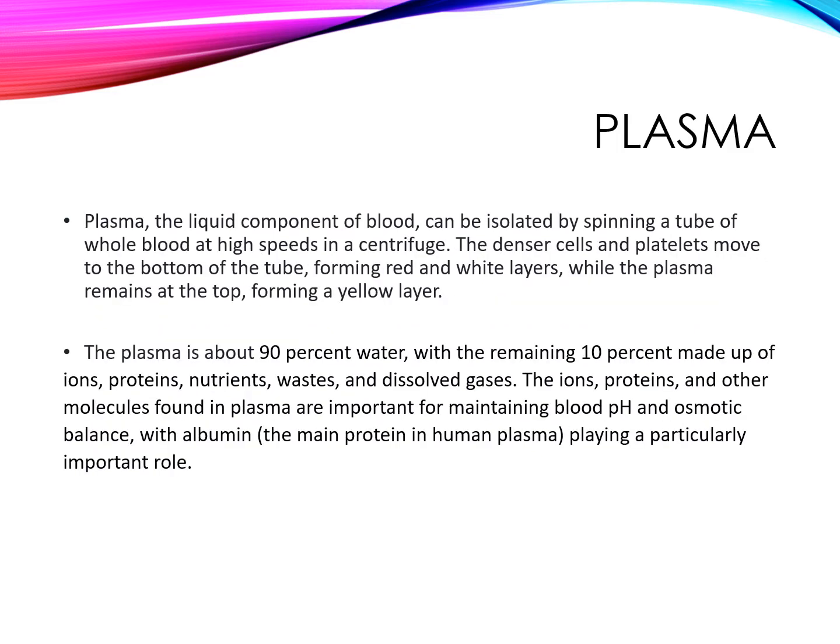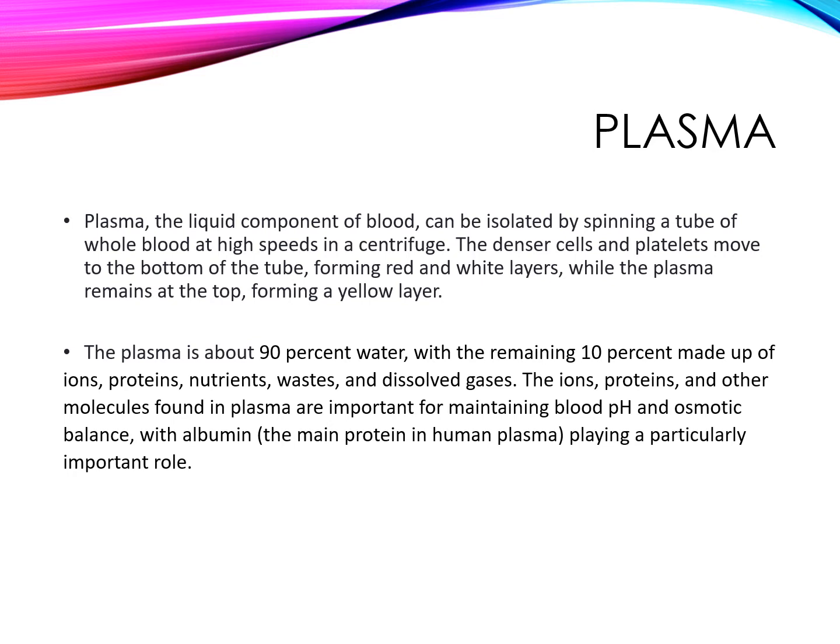So, beginning with plasma. As I told you, this is the liquid component of the blood, and it can be isolated by spinning a tube of whole blood at high speed in a centrifuge. What happens is the denser cells move to the bottom, while the plasma remains at the top and forms a yellow layer. In plasma there is about 90% water, and the remaining 10% is made up of ions, proteins, nutrients, waste and dissolved gases.